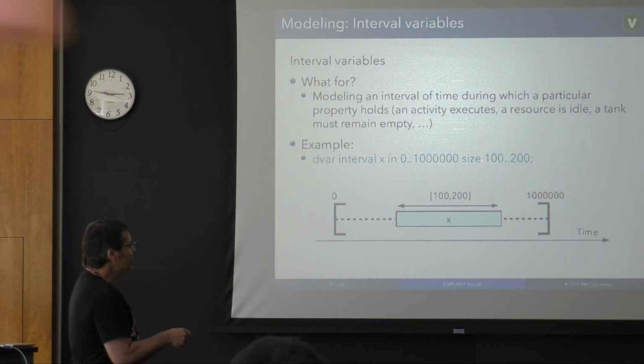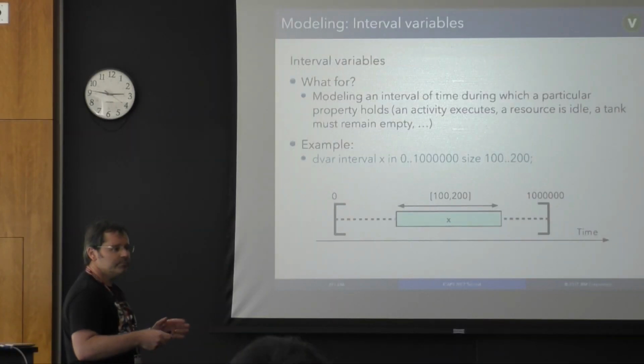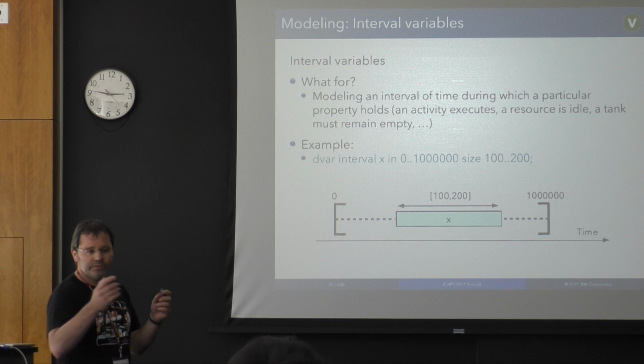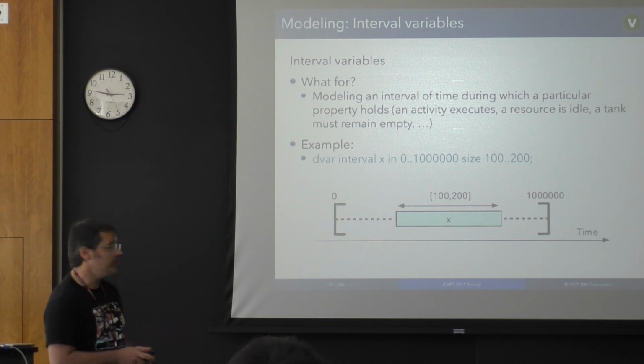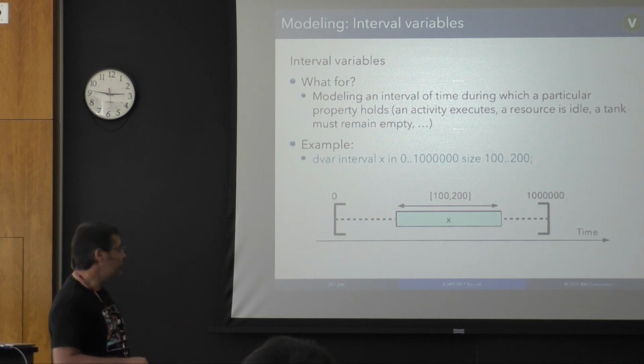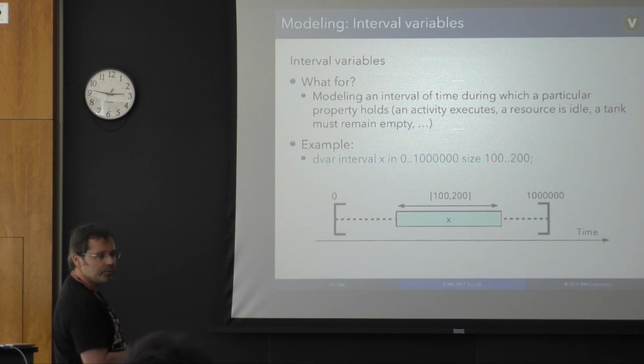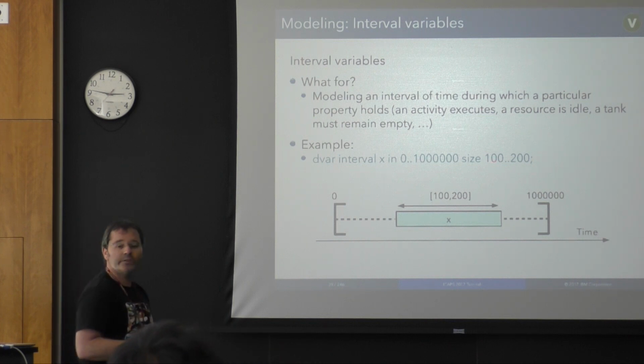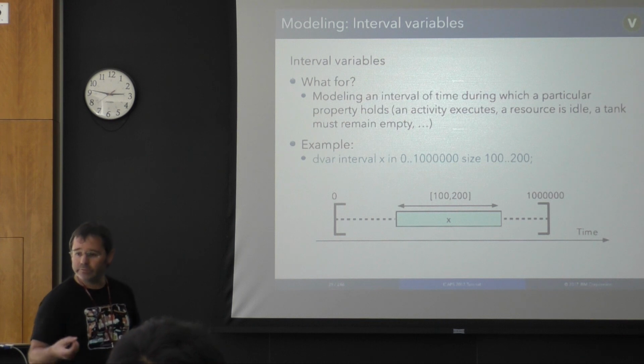And this is the size of the variable. The size, for the moment, think of it, if it is an activity, as the duration of the activity. Of course, it doesn't have to be fixed. It can be a decision of the problem itself. So here, for instance, maybe x is an activity, and the duration can be between 100 and 200. Then it's part of the decision to decide how long the activity will be.